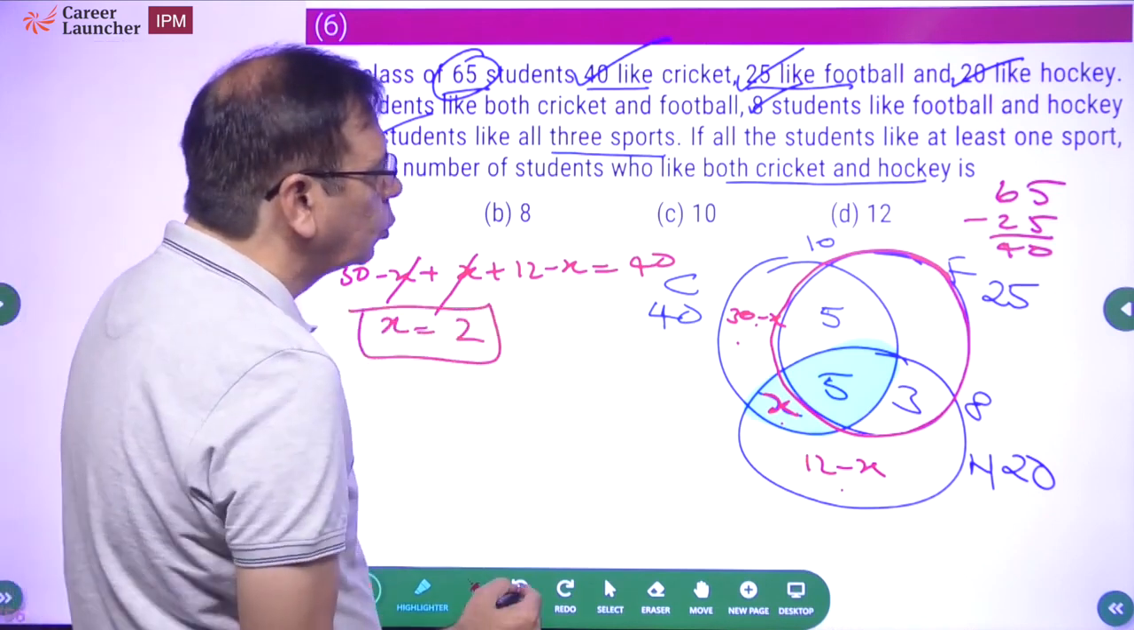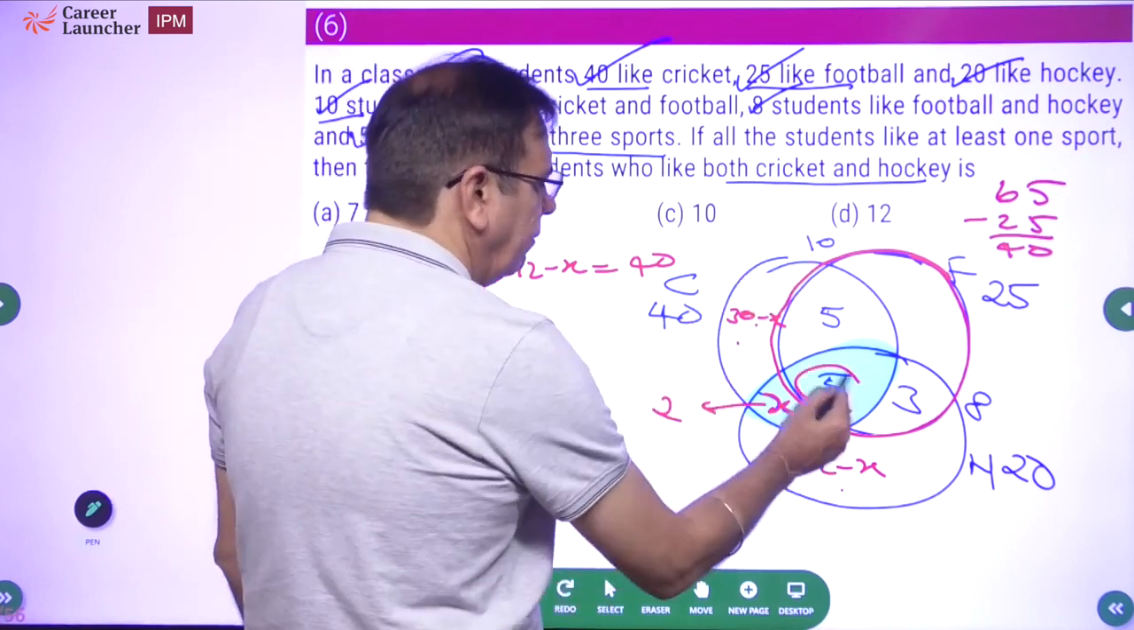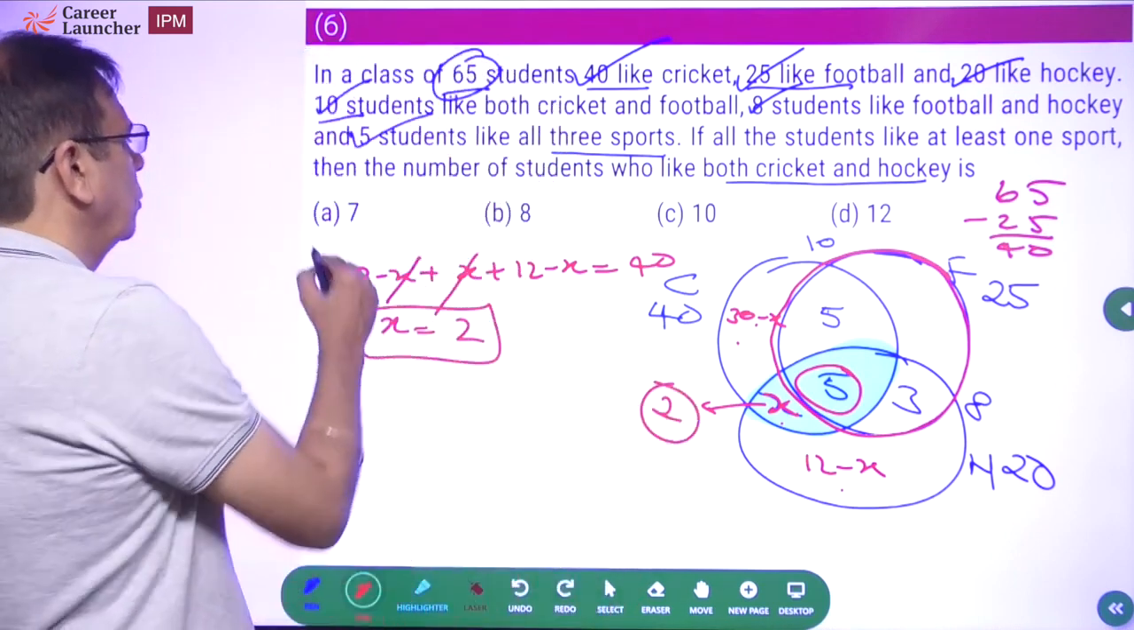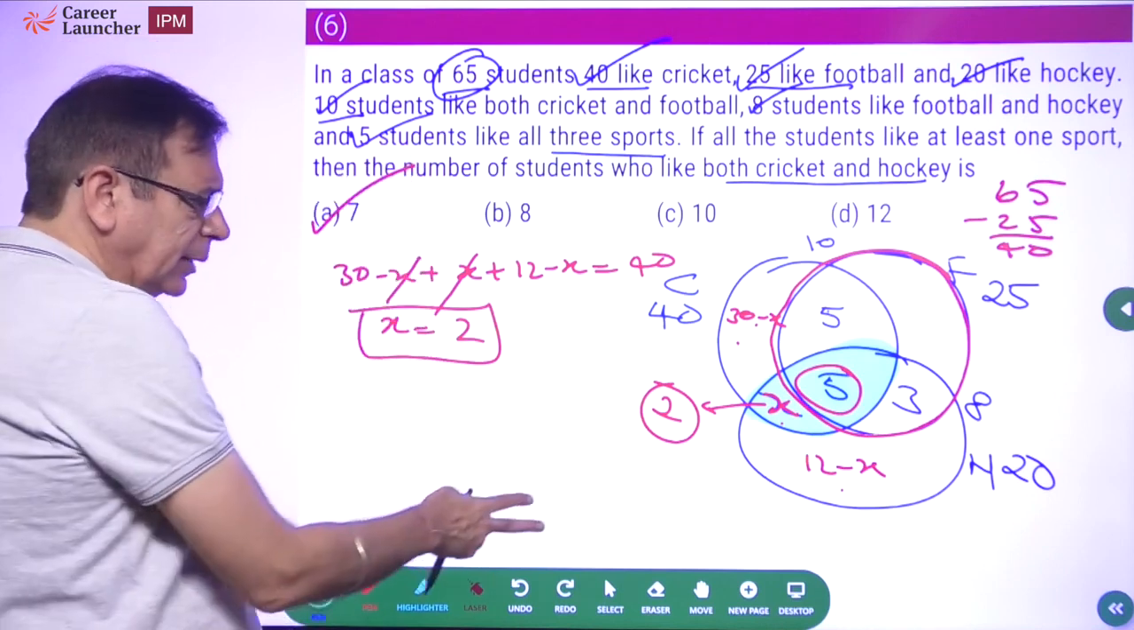So if x is equal to 2, how many students like both cricket and hockey? 5 plus 2, 7. 5 plus x, or 2. Okay, correct answer. Choice 2. Standard question of Venn diagram.